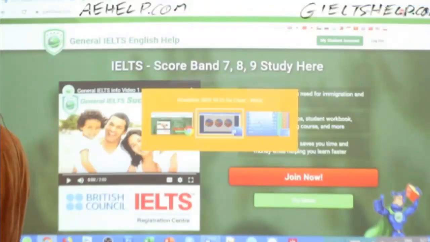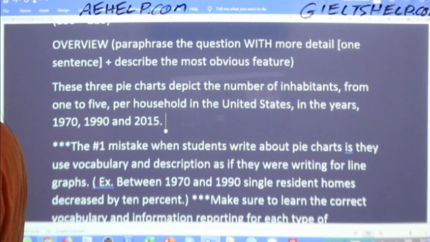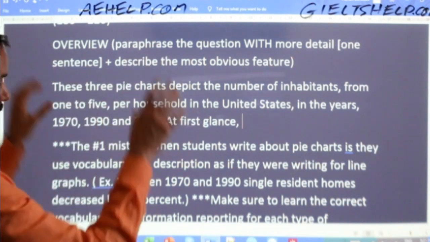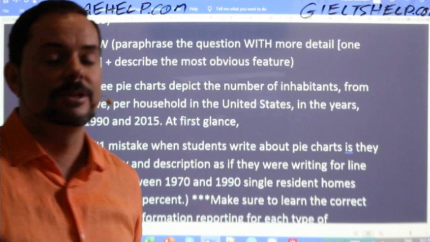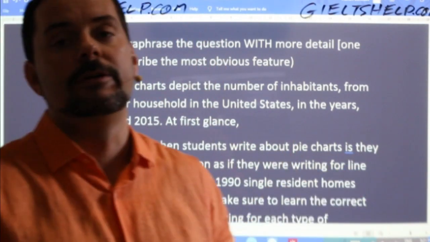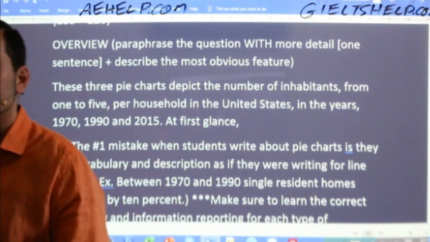All right, so let's write that sentence. So at first glance, with pie charts, at first glance is a good expression to use because it really is first glance. Like I just go boop with my eyes, I look at it, and right away I can see that the 3 big slices are those red ones representing 2 people households, okay?